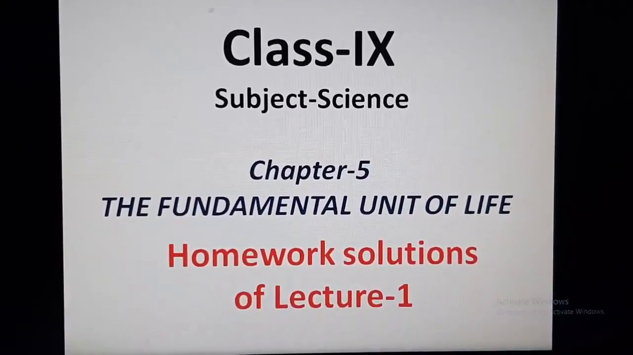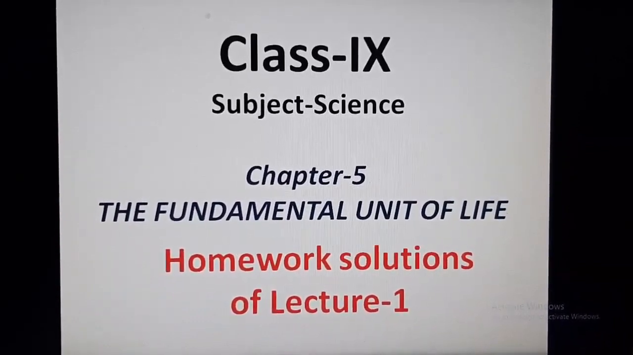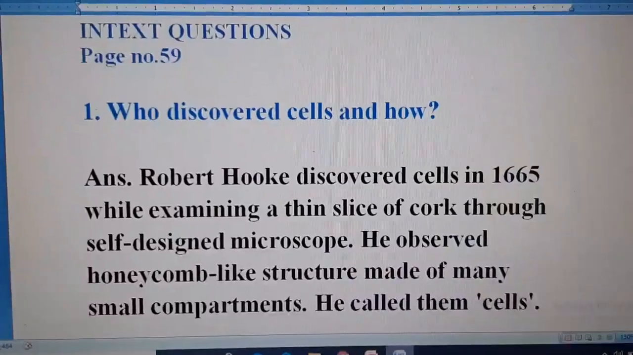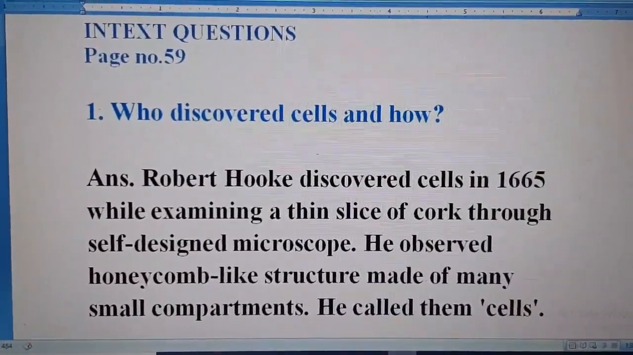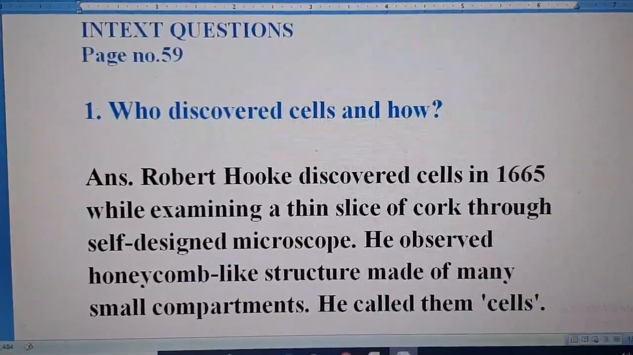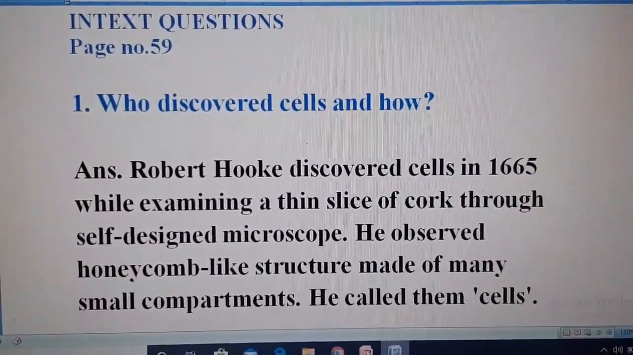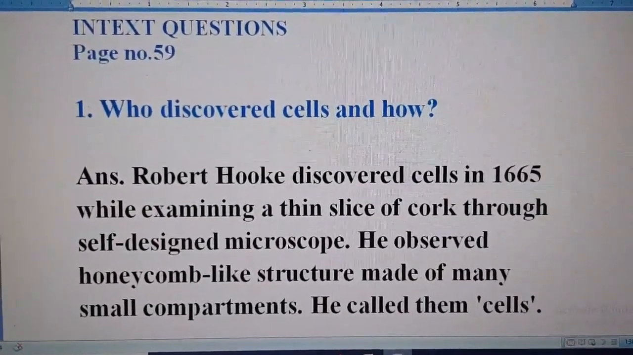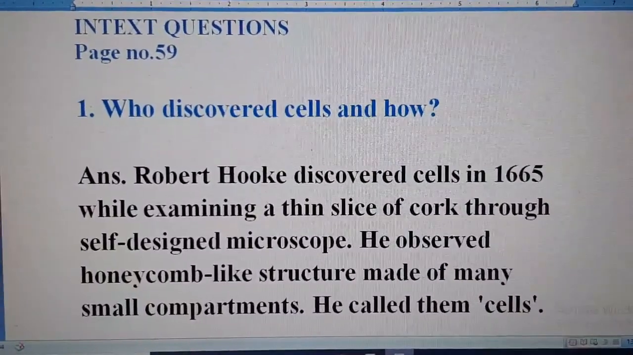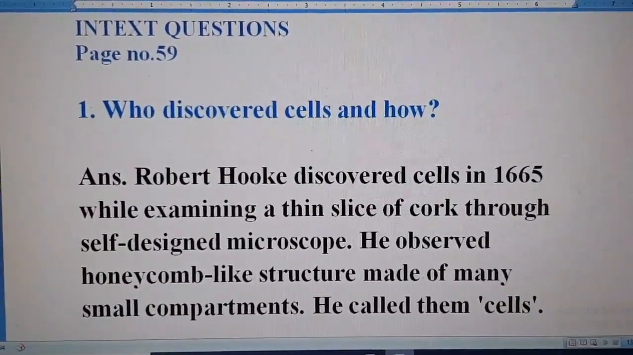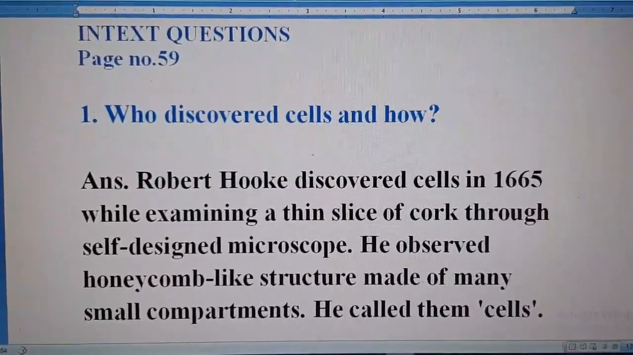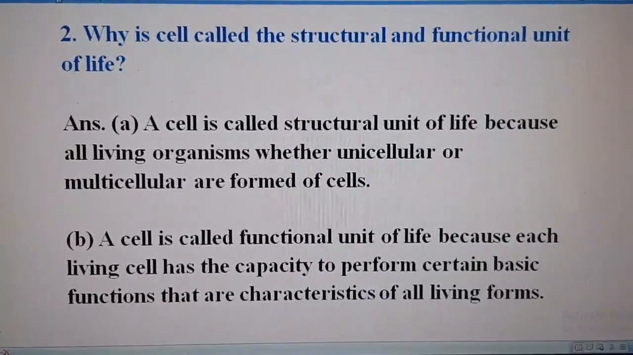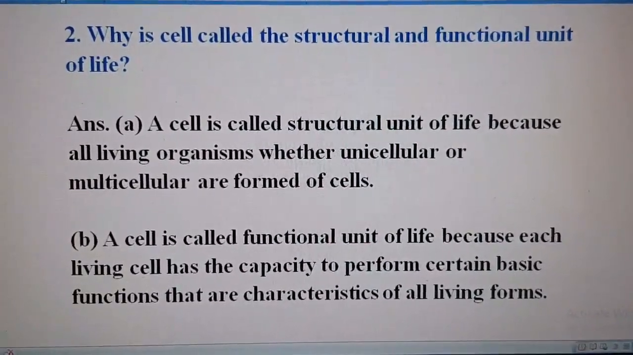So students, I am now discussing the homework solutions of lecture 1, meaning the solutions of the questions given in the previous lecture. In-text question, page number 59. First, who discovered cells and how? Robert Hooke discovered cells in 1665 while examining a thin slice of cork through a self-designed microscope. He observed honeycomb-like structures made up of many small compartments. He called them cells.